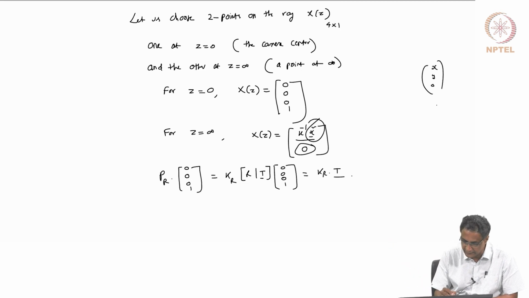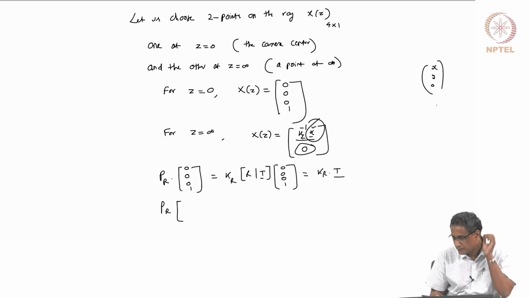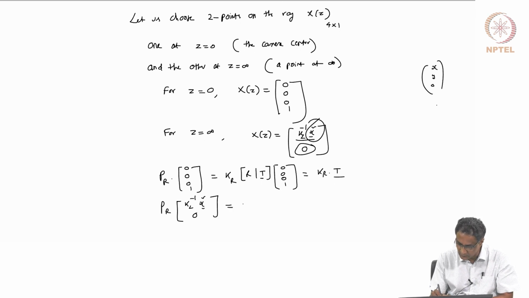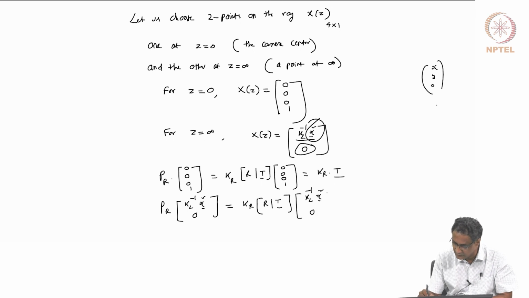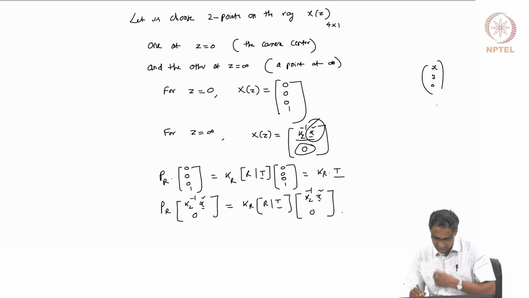And the other point will come like P_R acting on, this should be K_L inverse, by the way. I should consistently maintain that K_L inverse, otherwise there will be confusion. K_L inverse x tilde 0, and that will go like K_R R T, K_L inverse x tilde 0. 0 is a scalar, by the way. So, this will be K_R R K_L inverse x tilde.